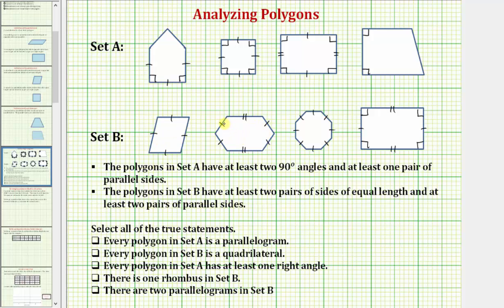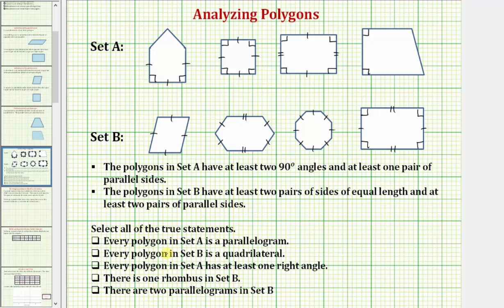In this polygon, the four short sides have the same length and the two long sides have the same length. And here again, all 8 sides have the same length. And for our rectangle, only the opposite sides have the same length. But notice how this rectangle does have at least two pairs of sides of equal length because opposite sides have the same length. We're asked to select all the statements that are true from the given 5 statements.